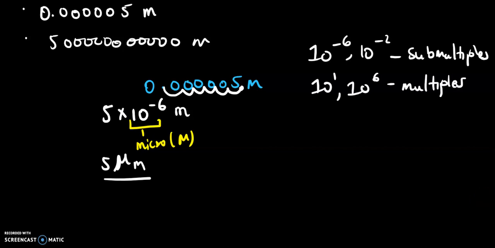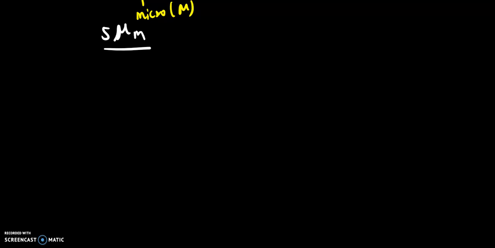Now try this one. Try to express 4,320 meters in terms of an SI prefix. Let me give you a second to do that. Right. If you got 4.32 kilometers, then you're on the right path. If you didn't, well, there's more to life than being right all the time.